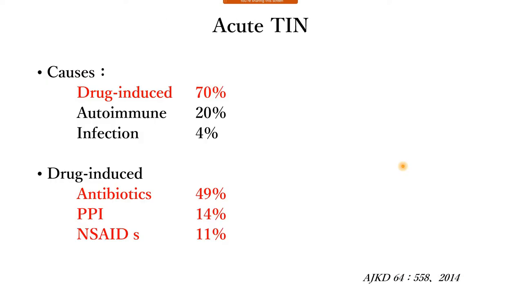On acute TIN etiology, you see that 70% of acute TIN is due to a drug-induced process, like an allergic reaction to the drug, lots of different drugs. The second is an autoimmune process, and the third is infectious TIN. The most common drugs inducing TIN are antibiotics, as you know, PPIs, proton pump inhibitors, and also NSAIDs.